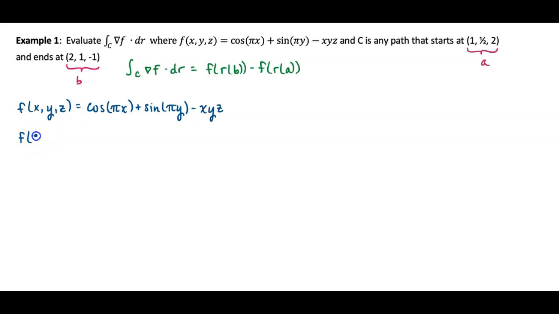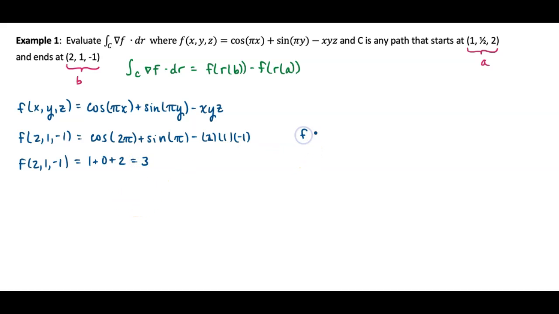we're really finding f of (2, 1, -1), which is just going to be cosine of 2 pi plus sine of 1 pi minus 2 times 1 times -1. And this is going to give us cosine of 2 pi is 1, sine of pi is 0, 2 times 1 times -1 is -2, so this is going to be a 3.